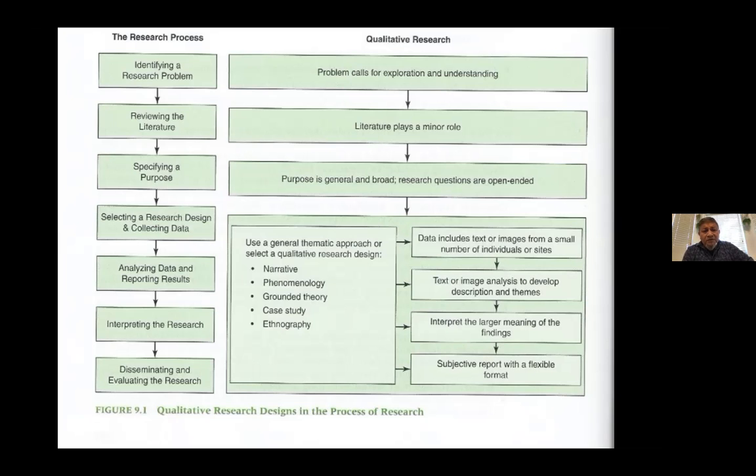Identifying a research problem. So obviously we all start with the same thing, whether you are a quantitative or a qualitative researcher. You identify what is the issue, what is it that we want to study, right? A review of the literature.